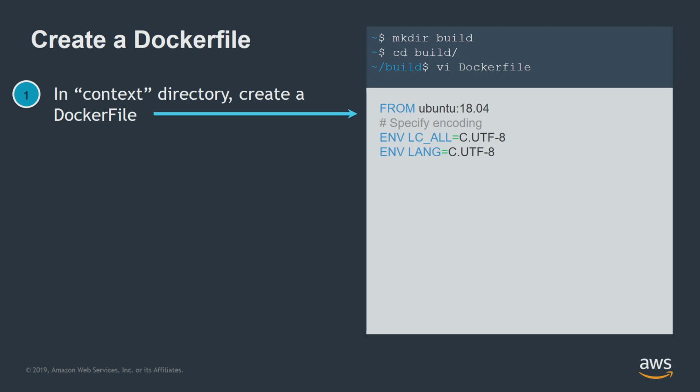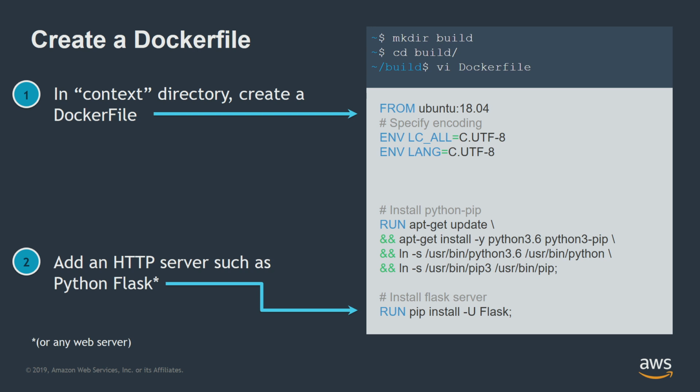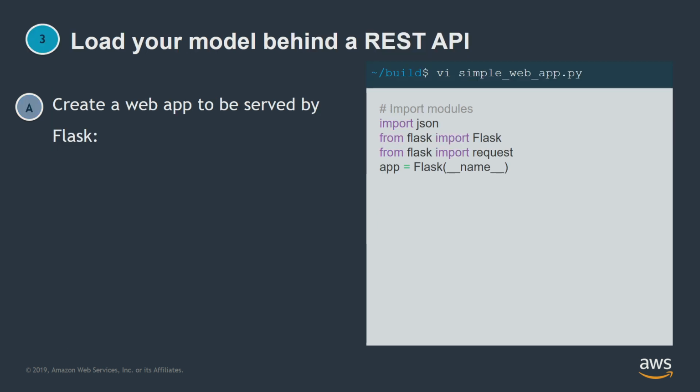So we'll start with a Dockerfile here in the development environment, in the context directory, and we're going to just start building our Dockerfile. We'll start with an Ubuntu 18.04 image and build on top of that. The first thing we're going to do is add a web server. In our example here, we're using a Python Flask server. However, you can use whatever server you're familiar with, so you can install Apache instead of Flask. But in our example, we're just going to add some commands to install Flask onto the image.